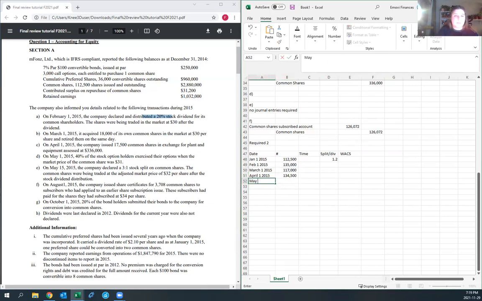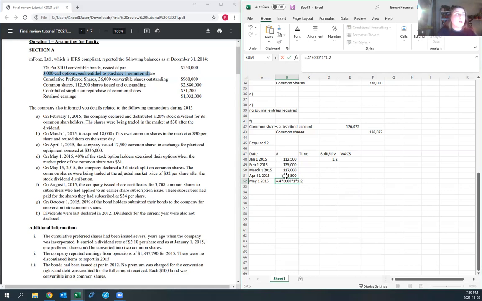On May 1st, 40% of the stock option holders exercised their options when the market price of the common shares was $31. So when they're talking about the stock option holders, they're talking here about the 3,000 call options. So 40% of the 3,000 call options. And then they were entitled to 1 common share. And then we're also going to multiply it by 1.2 to reflect the stock dividend that happened on February 1st.